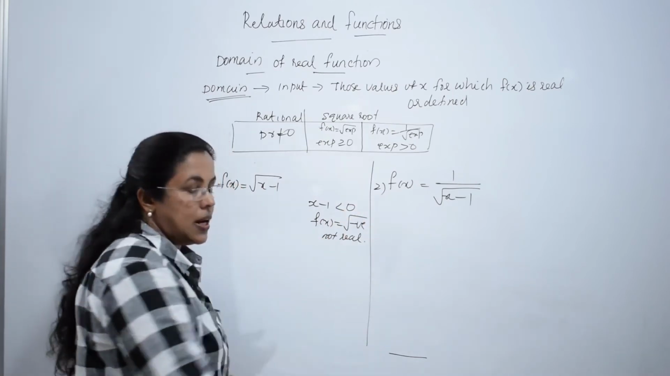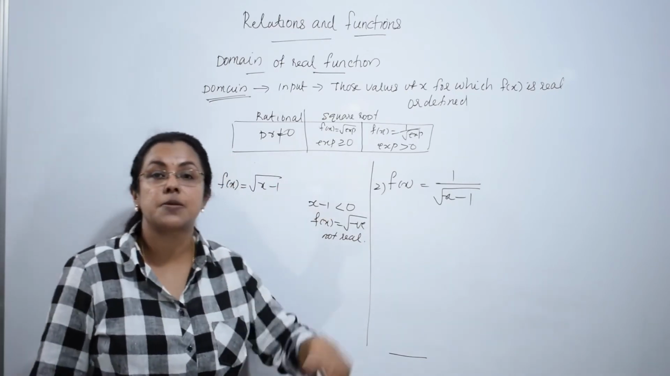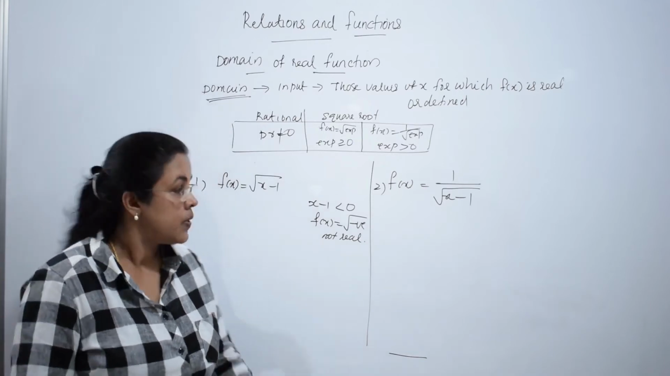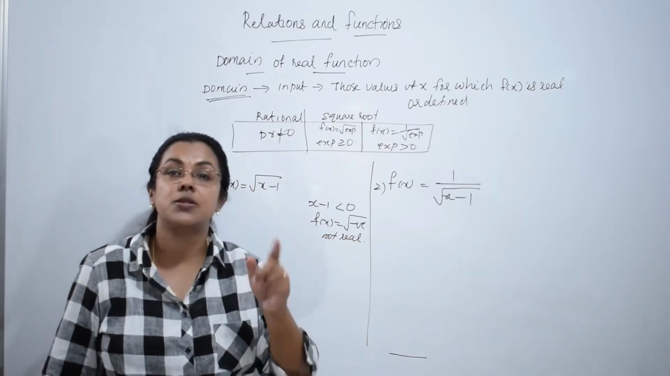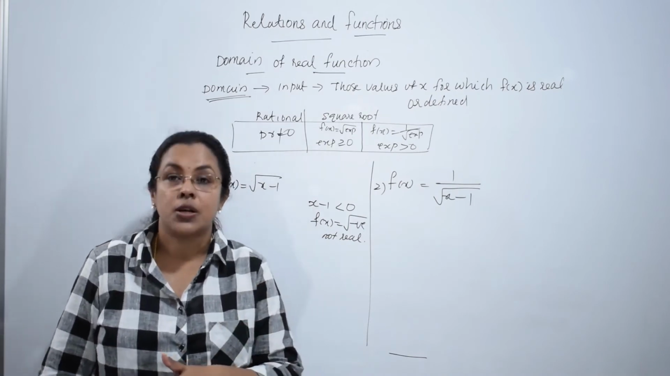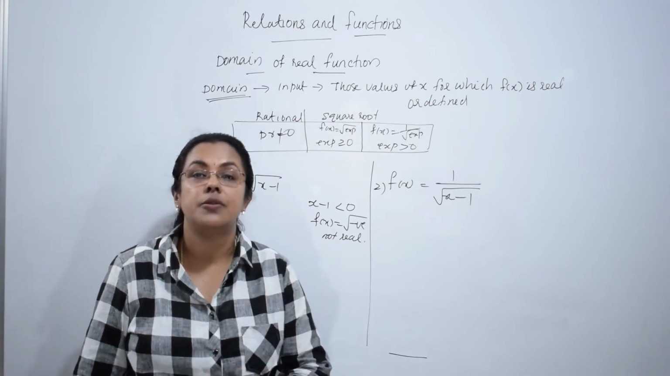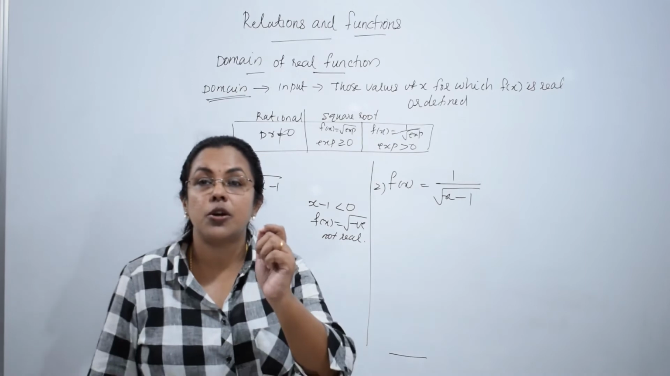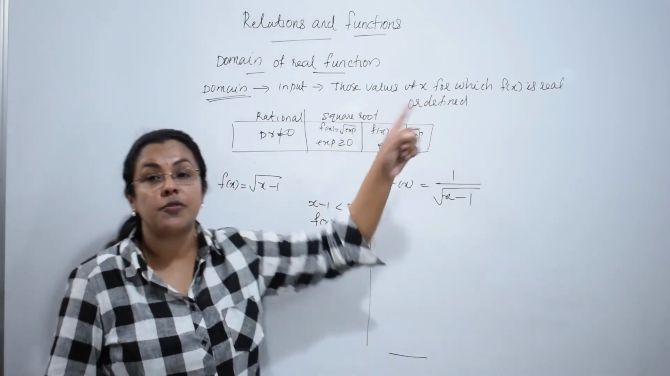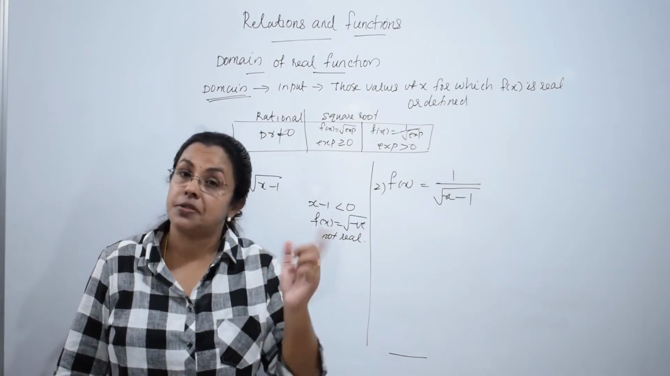What happens to f of x if x minus 1 is less than 0? If x minus 1 is less than 0, then f of x is root over a negative quantity, which means f of x is not real. What is the meaning of domain? Those values of x for which f of x is real.